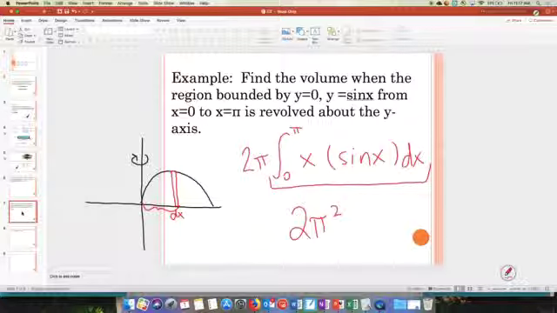Okay. What do you think so far? Not too shabby. I like the shell method better if I were to have to choose between the two. Okay, so we're going to do one more example.